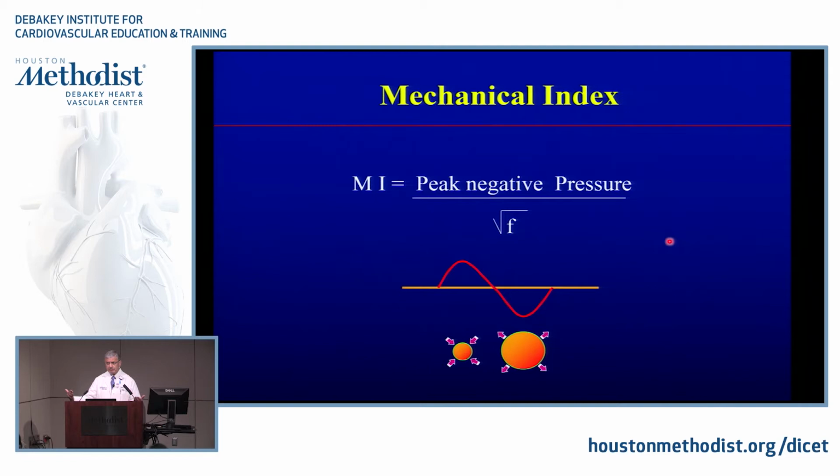Okay? So what is it? Is it a peak negative pressure divided by the square root of frequency? And if you remember that ultrasound is pulses of wavelength. There could be 2-3 packets, they go together. You don't send it all the time because otherwise you won't know where the depth is.